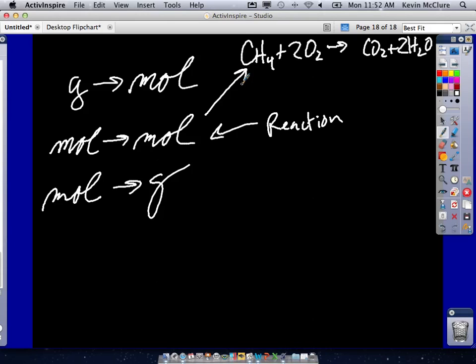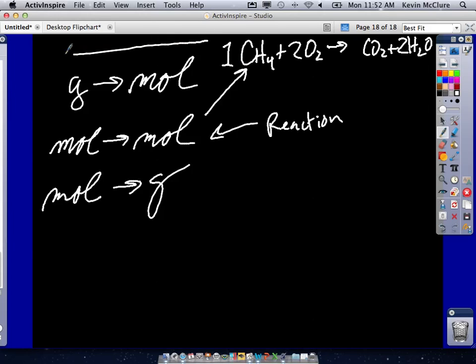For example, if I have 1 mole of methane gas, how many moles of carbon dioxide am I going to have? If I have 1 here, I'm going to have 1 there because they match. Do you see that? What if I burn 1 mole of methane gas? How many moles of water comes out of this reaction? 2. Because it's 1 to 2. And that's what you use here.